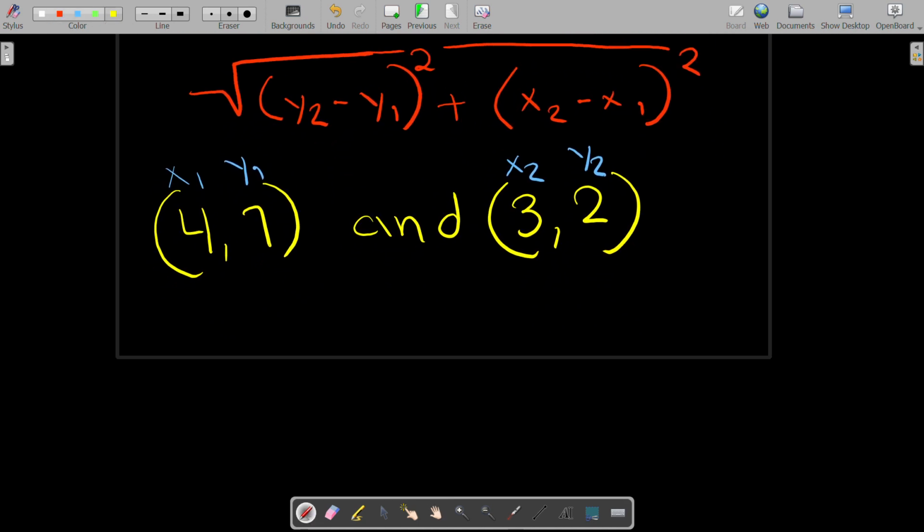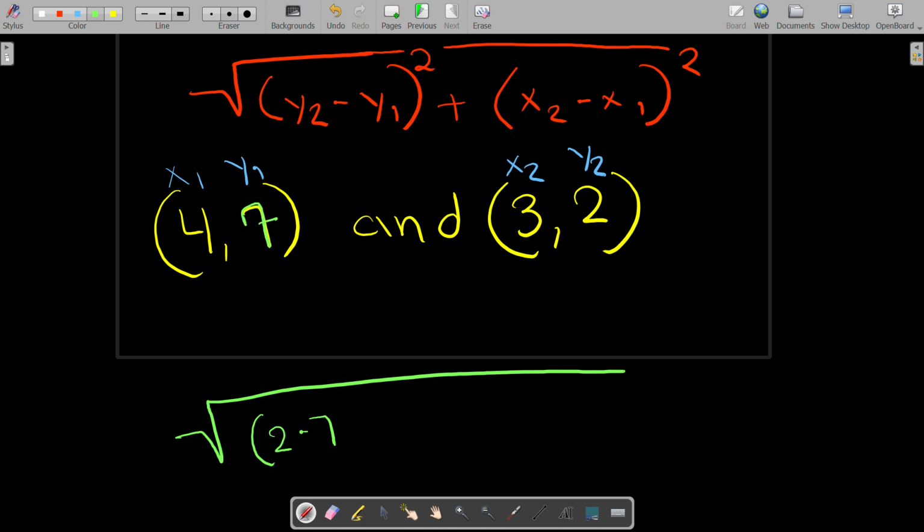So the distance formula would be the square root of y2 minus y1, which is 2 minus 7, squared, plus x2 minus x1, which is 3 minus 4, and then that squared.